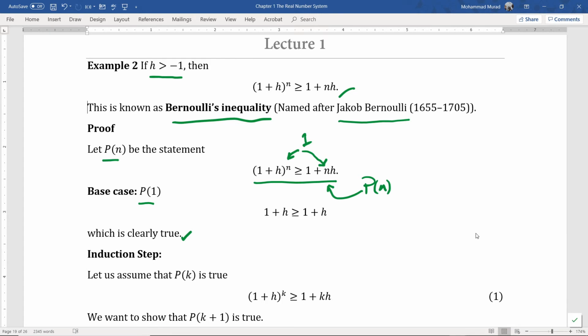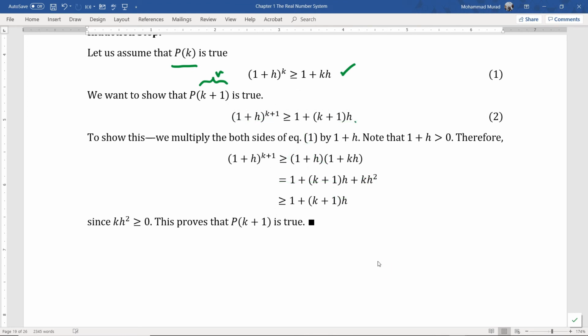Now we see the induction step. Let us assume that the statement is true for the n value k. This means equation 1 here is true. We want to show that the statement is also true for the n value k plus 1. This means we want to show that equation 2 is true. To show this, we multiply both sides of the inequality 1 by the quantity 1 plus h. Note that 1 plus h is positive, since h is larger than -1. Therefore, on the left-hand side, we would obtain the k plus first power of 1 plus h, which is larger than or equal to the product of 1 plus h and 1 plus kh.